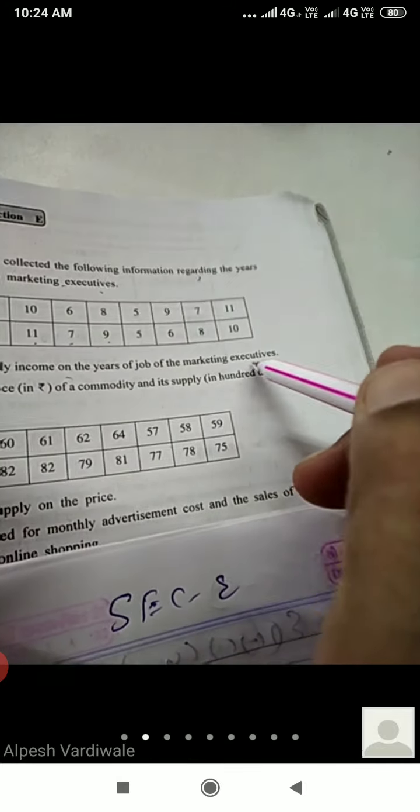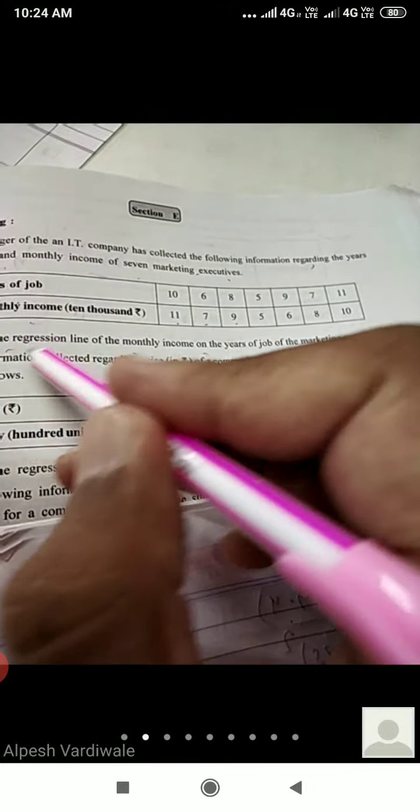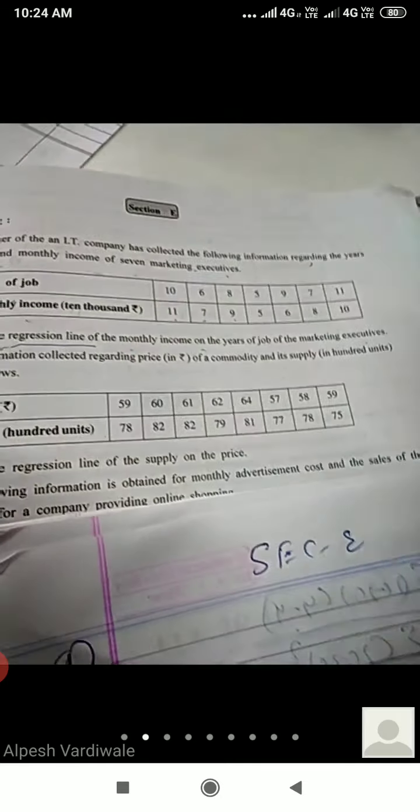Remember it, given in 10,000. It means this is 11,000, this is 7,000, this is 9,000. Obtain the regression line of monthly income on the years of the jobs of the marketing executives. Just you have to find here regression line. Just find only regression line. Y cap is equal to a plus bx.